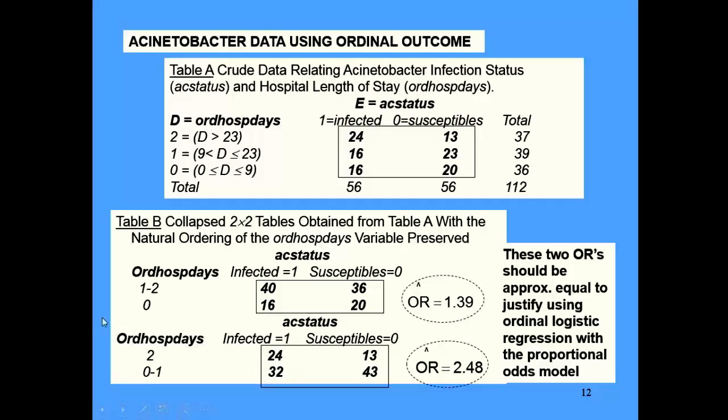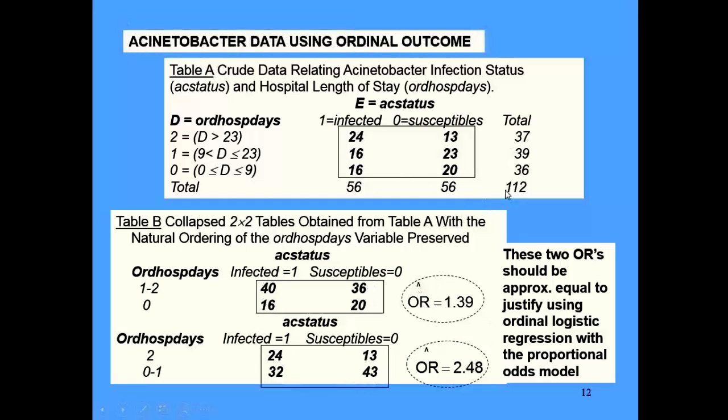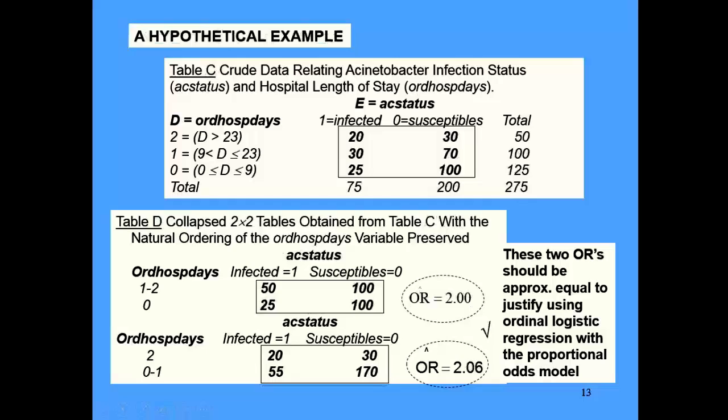Well, just to make it clear how things might work nicer, here's another table. And I said a hypothetical example. This isn't real data, I made up some data. So here's a different table that maybe they didn't get, I just made up this table. Now if you look at this table, it's got 275 people in total, whereas the previous one had 112, but I'm just making up some numbers.